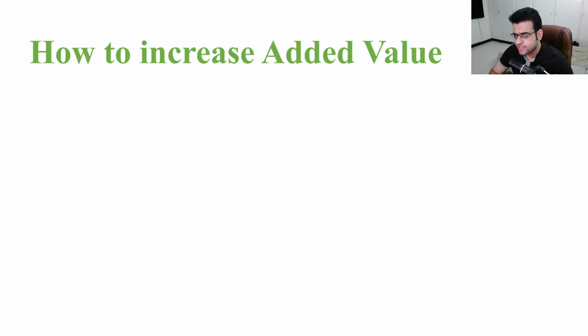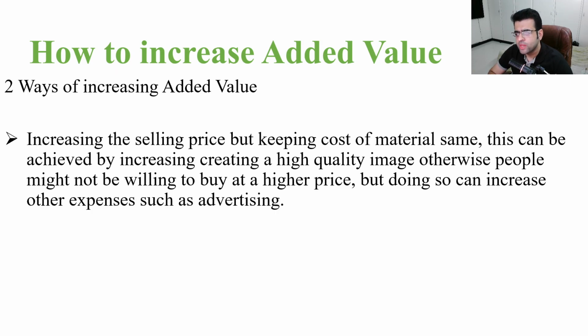Now let's discuss the last thing of this chapter, that is how to increase added value. Added value is the difference between selling price and the cost of bought in materials. So naturally there are only two ways to increase the added value. The first is to increase the selling price. But this is not so easy to do because when we increase the selling price, the demand can fall. In order to counter this, we need to create a high quality brand image in the minds of the consumers. This could be done with the help of advertising.